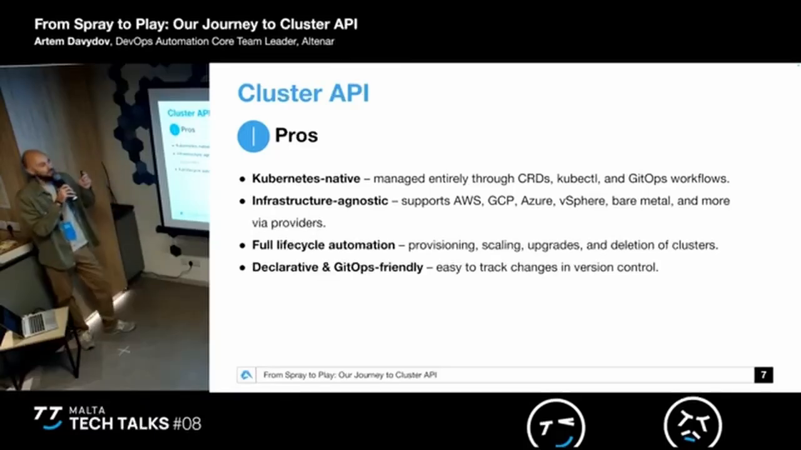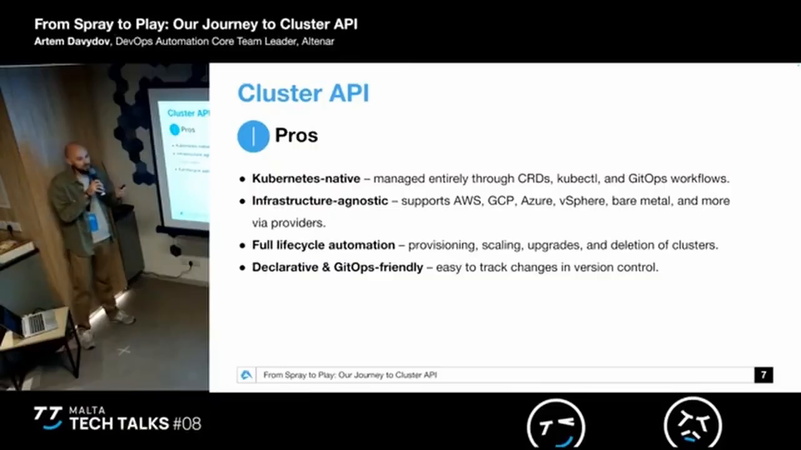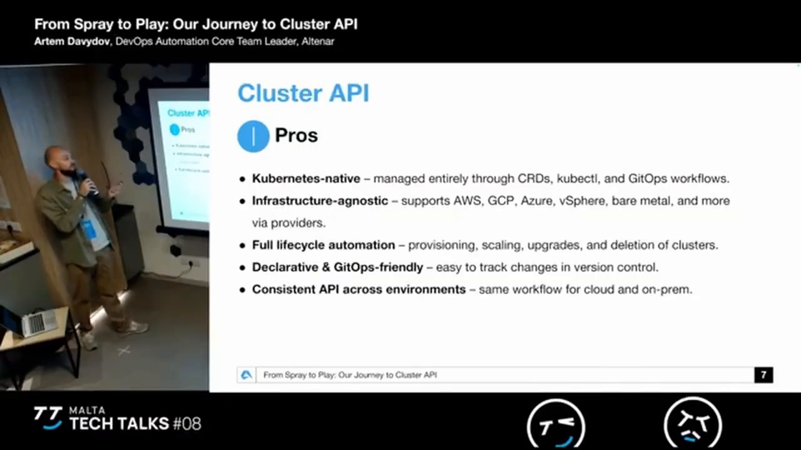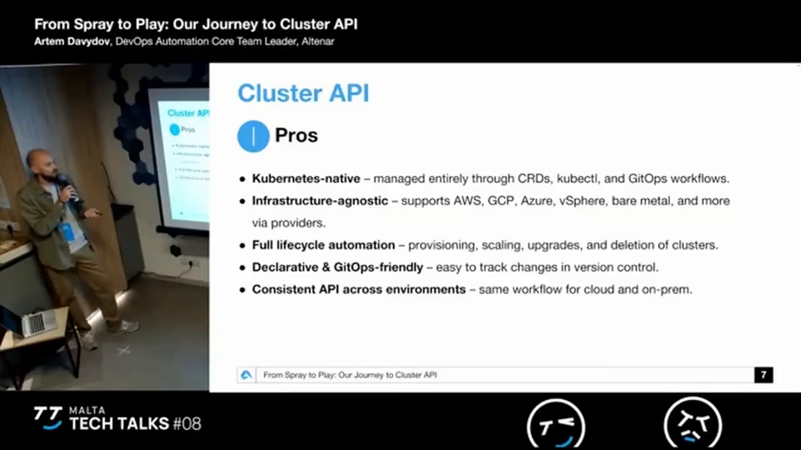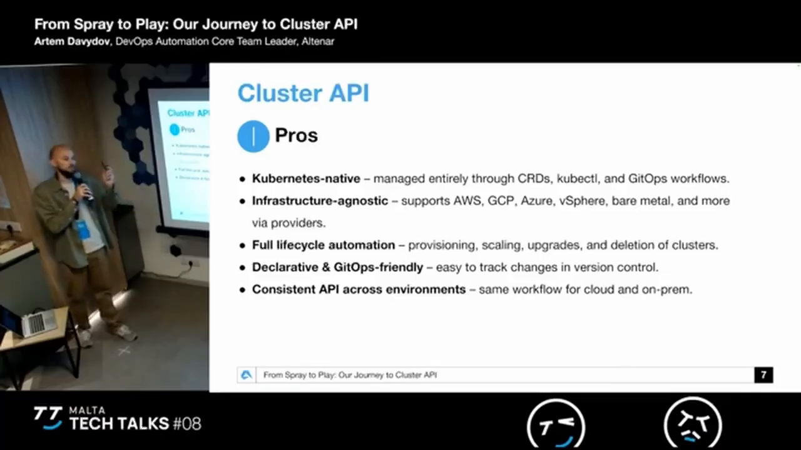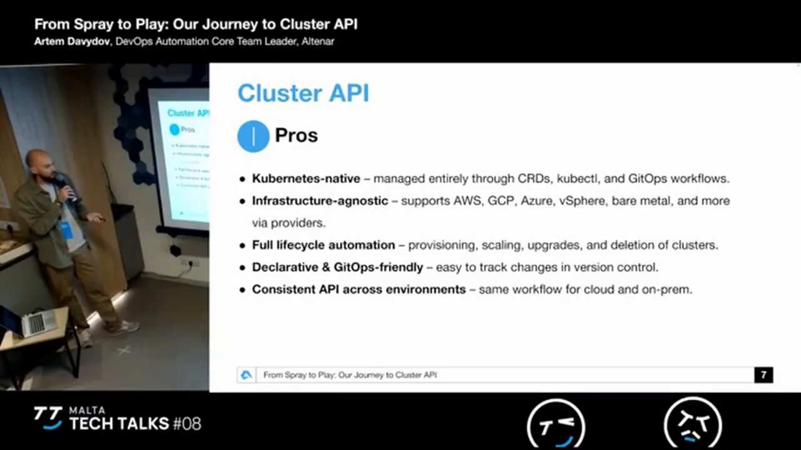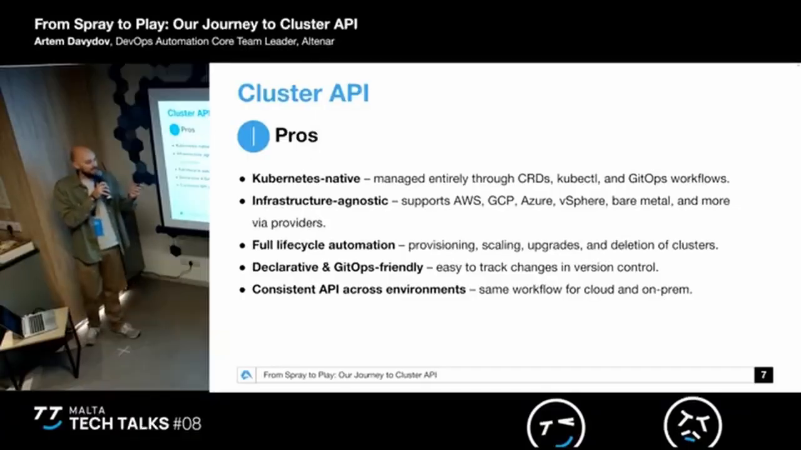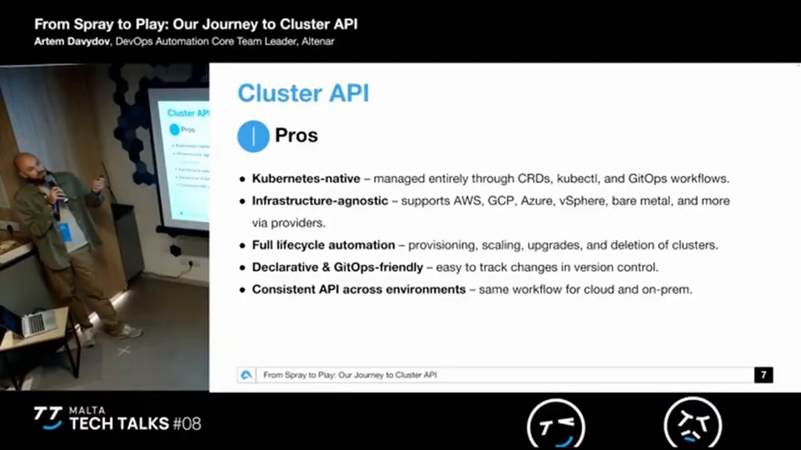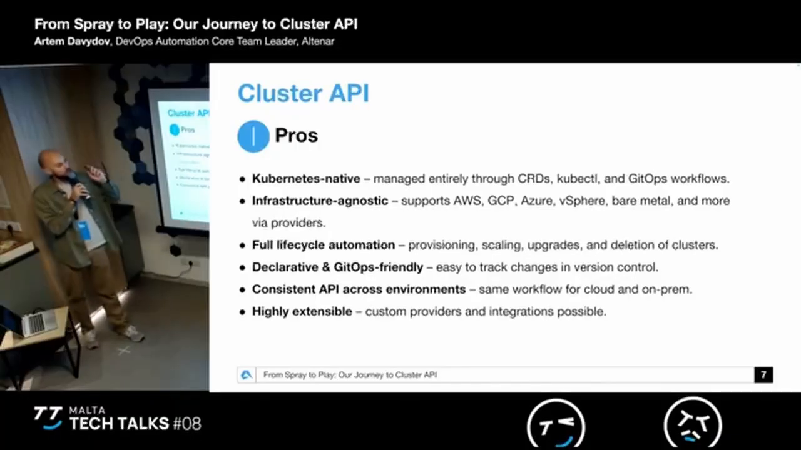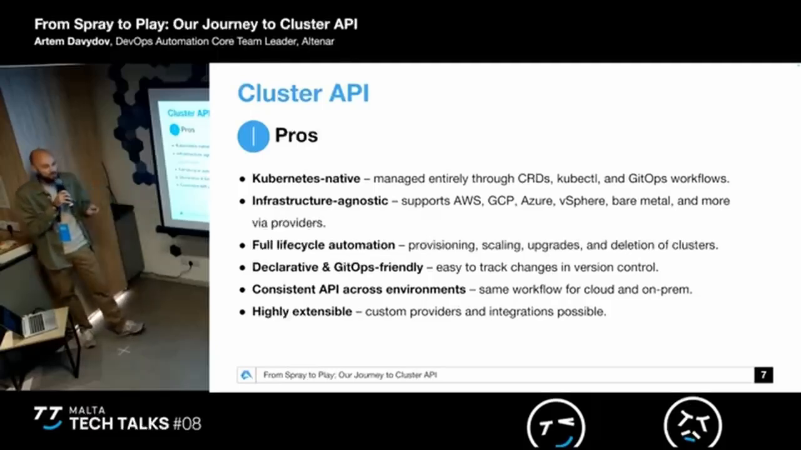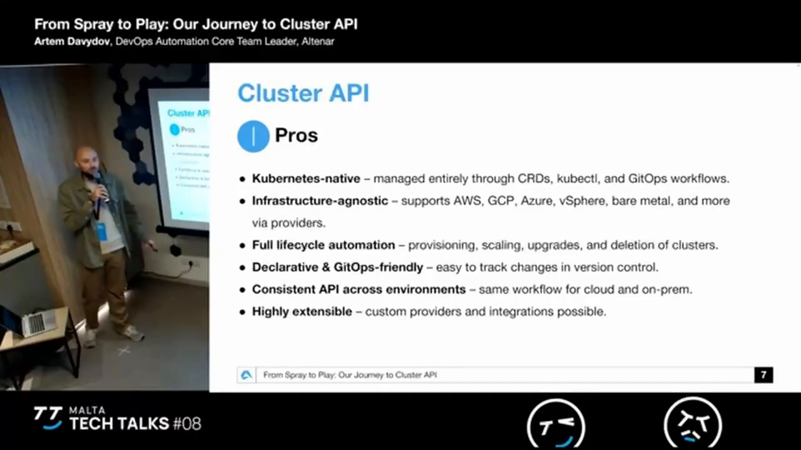It has the scaling features, upgrading and deletion. It's like really the full lifecycle of your Kubernetes clusters. As I mentioned, GitOps friendly, easy to track changes with version control. It has the same workflow for cloud and on-prem. Once you write the code, you can apply this code not only in GCP, but you can choose another infrastructure provider and apply it, for example, in AWS or Azure.